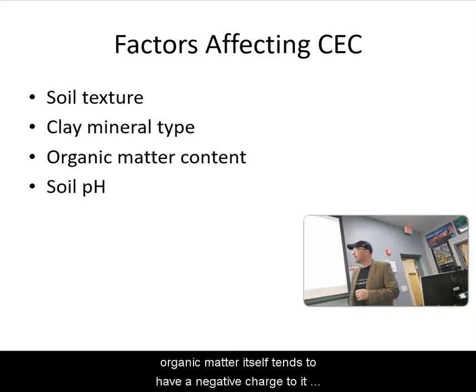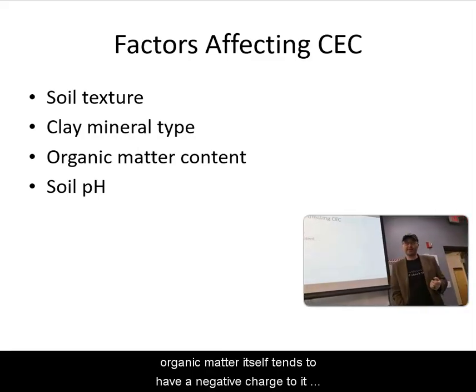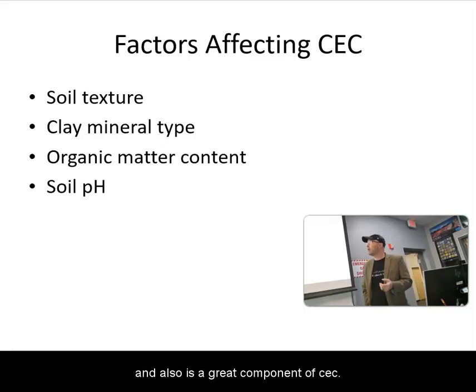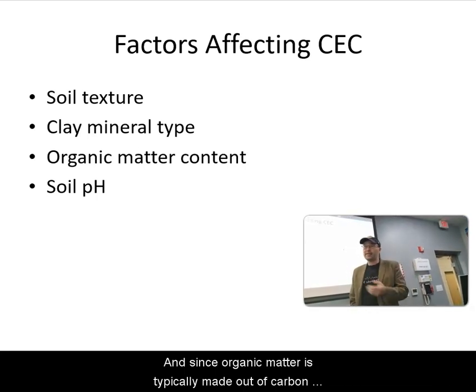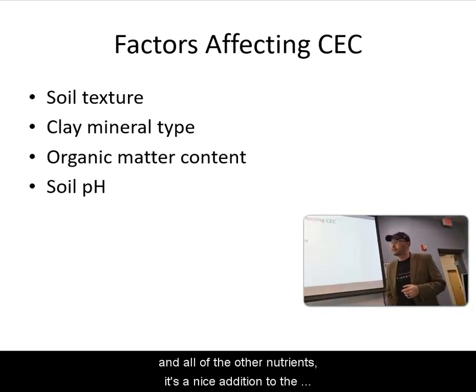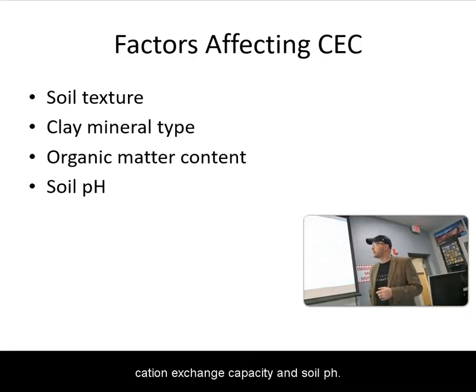Organic matter content, as you know, again, organic matter itself tends to have a negative charge to it, and also is a great component of CEC. And since organic matter is typically made out of carbon and all of the other nutrients, it's a nice addition to the cation exchange capacity.